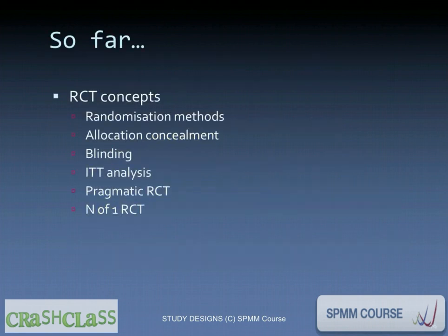Okay, so that's quite a lot of information for you. So what have we seen so far? We've seen randomization methods, different methods. We have seen what is allocation concealment, what is blinding. We have seen what is ITT and how to deal with missing data. We've also seen pragmatic RCT and NF1 trials in detail. I've also introduced to you what is a factorial RCT. So those are the different types of concepts we have seen so far.